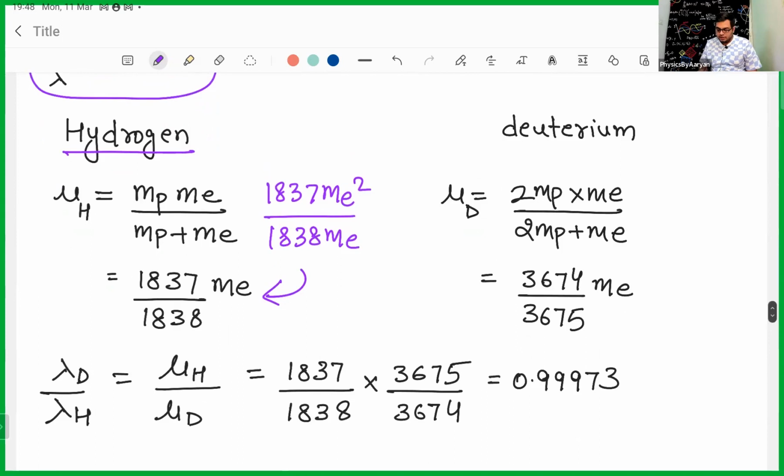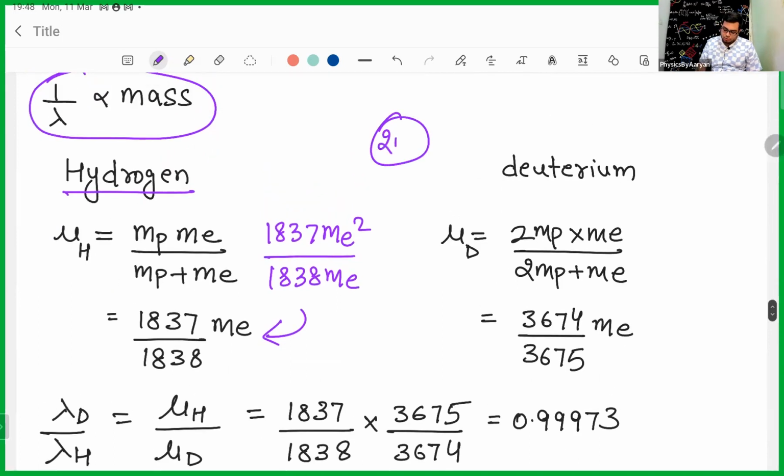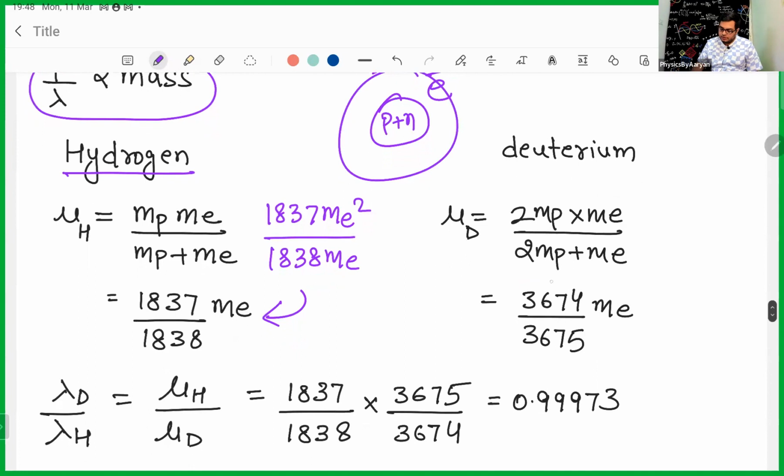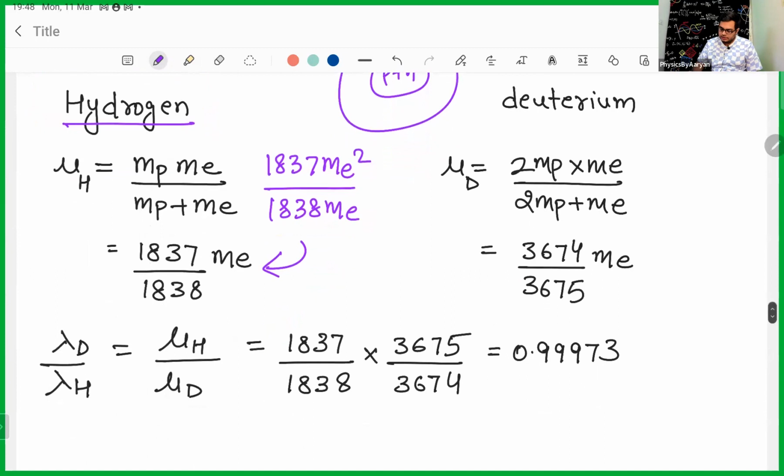But in deuterium, in the nucleus, you have 2 times mass of proton and then the electron is revolving. Why 2 times? Because एक proton है और एक neutron है, दोनों का mass almost same होता है. Both of them have similar mass. So it will be 2 times mass of proton into mass of electron divided by 2 times mass of proton plus mass of electron. 2 times mass of proton will be 3674 times mass of electron और उसमें मैं 1 add कर दूं तो it will be 3675 times mass of electron. So I got the reduced mass in case of hydrogen. I got the reduced mass in case of deuterium.